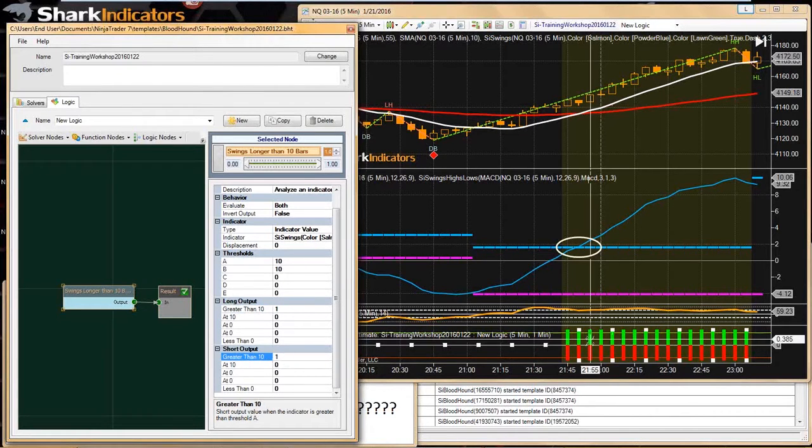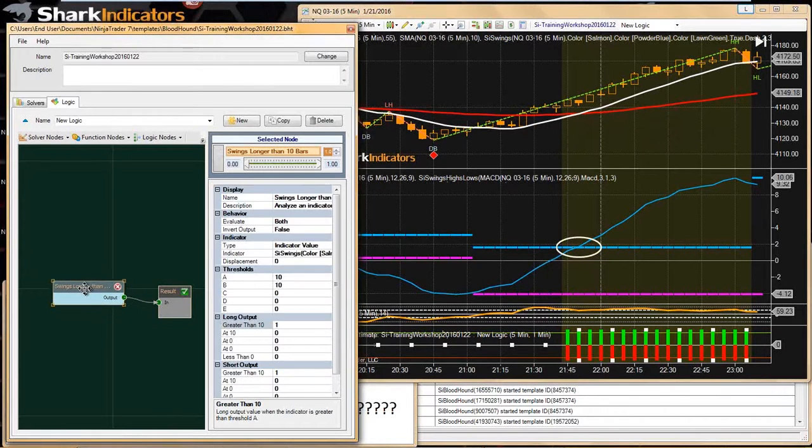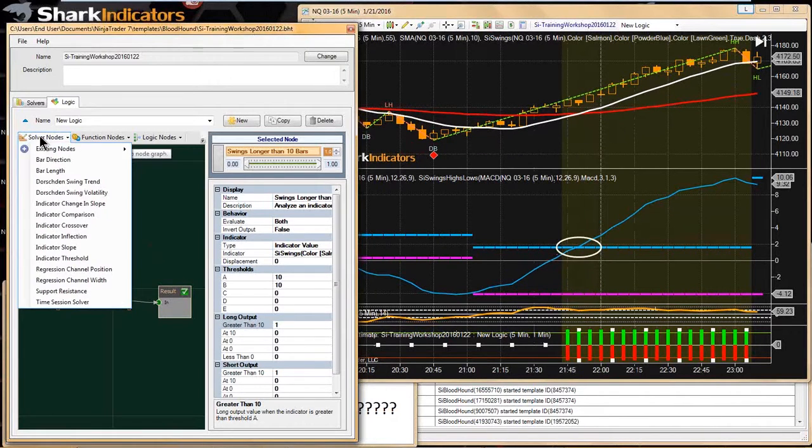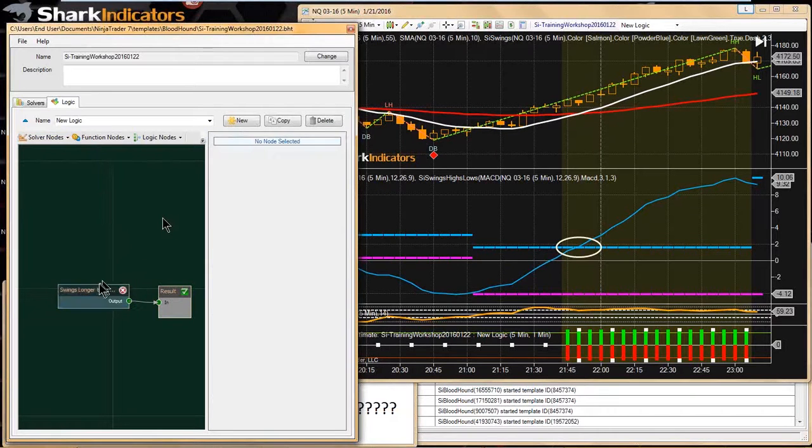The reason why I did that is because counting the length of a swing is non-directional. All the solver is doing is counting the length of the swing and telling us that, yeah, a swing is longer than 10 bars. So you would want to use another solver to actually identify the direction of the swing.